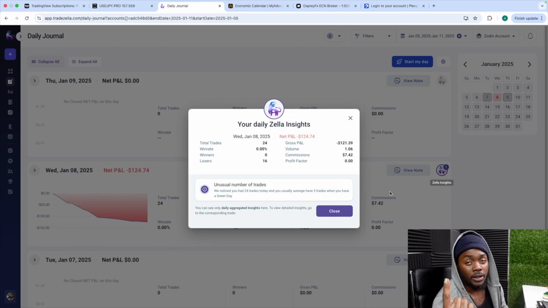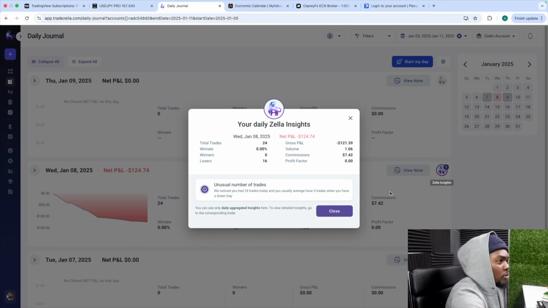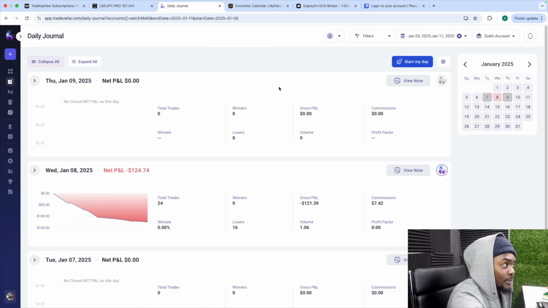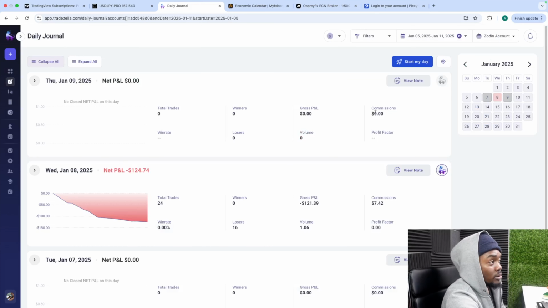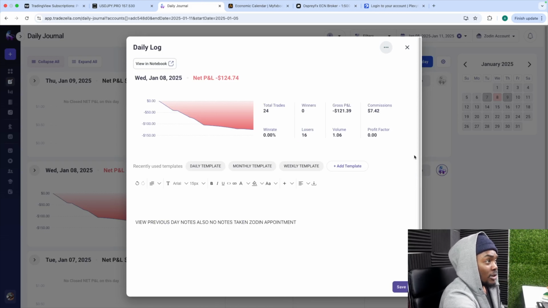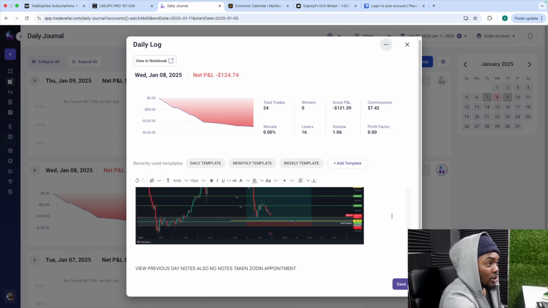I lost $24 more than I should have, and I traded more times than I needed to. So those are just 2 rules that I broke, which is probably why I had a bad day. I also go to my note section here, and this says view previous day notes. Also, no notes taken.